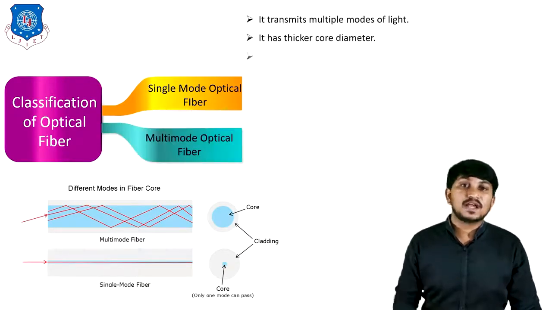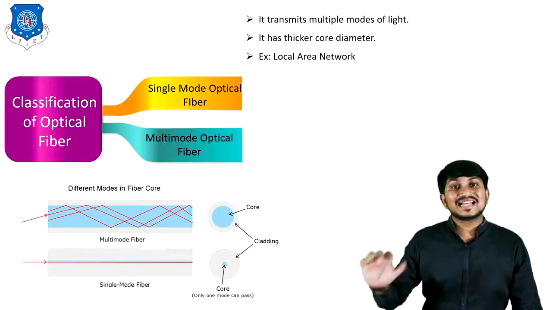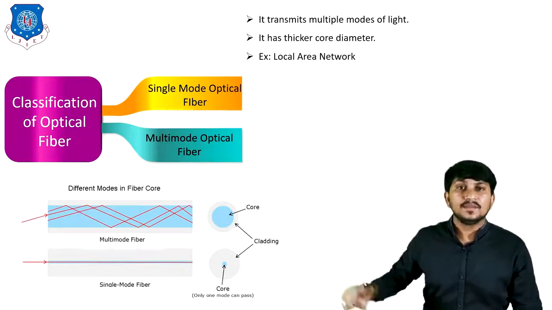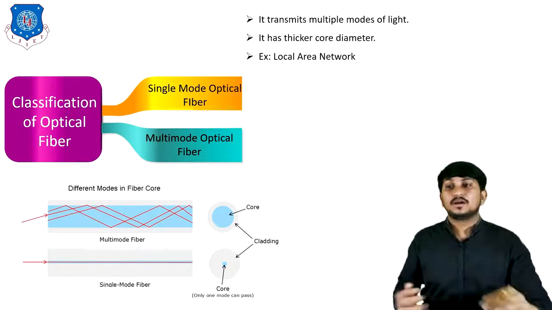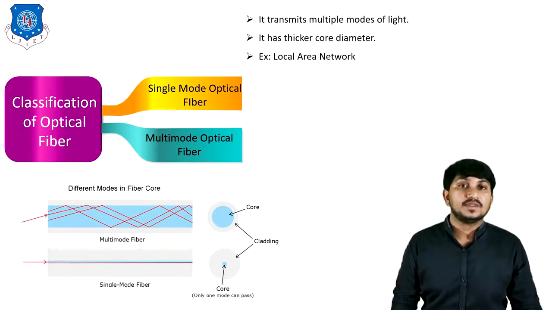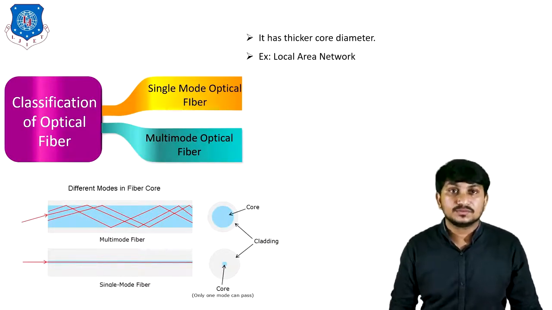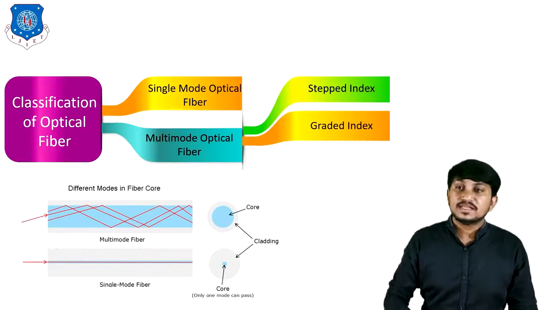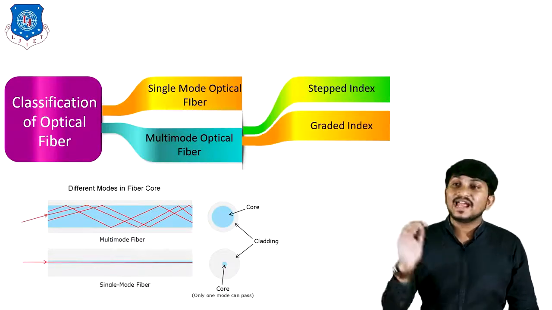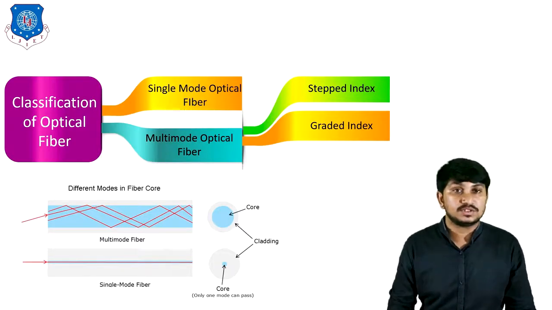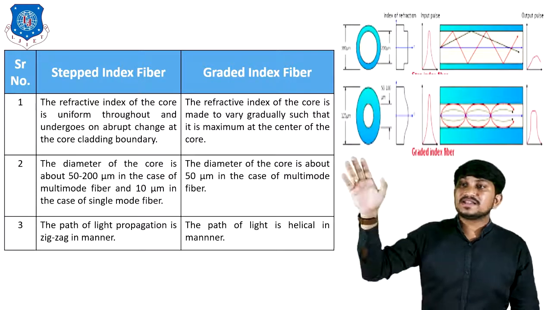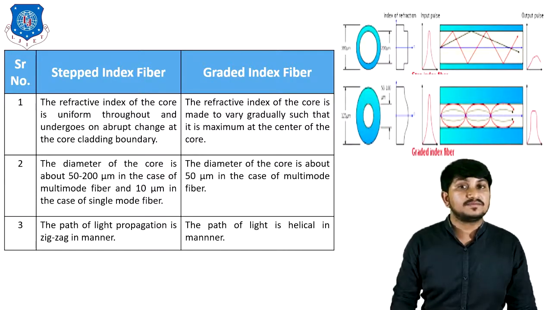The second type of optical fiber is multi-mode optical fiber. It transmits multiple modes of light like this. It has a thicker core diameter compared to single mode optical fiber. An example of multi-mode optical fiber is a local area network. This multi-mode optical fiber is further divided into two types: step index multi-mode optical fiber and graded index multi-mode optical fiber. Let's discuss the difference between step index and graded index multi-mode optical fiber.